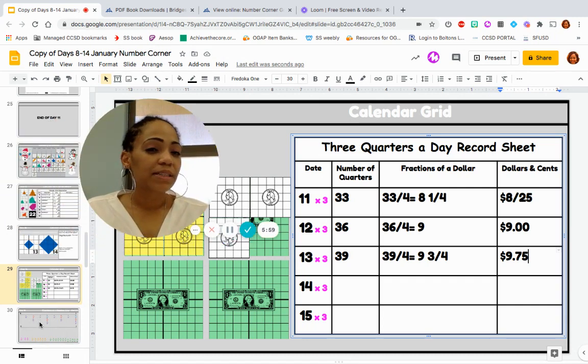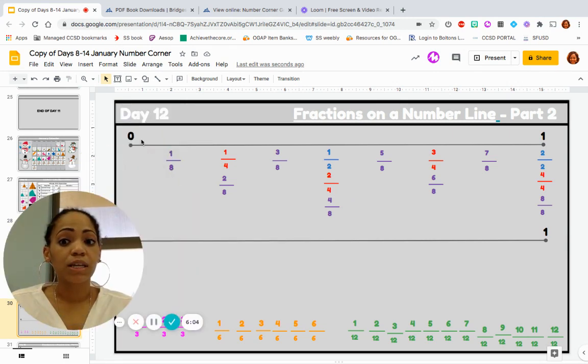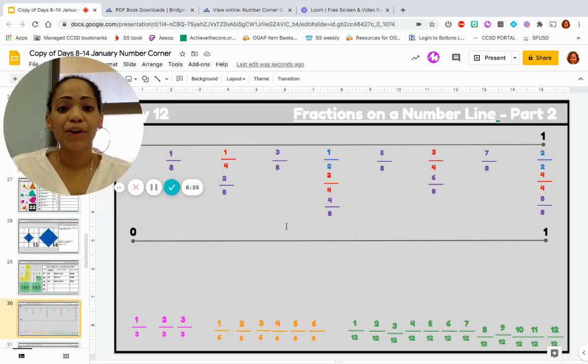Y'all remember when we did a number line that measured about exactly 1 foot long, and there was a ruler underneath the number line, and we put some fractions on here. We put halves, fourths, and eighths. Today we're going to do the same thing, but we're going to use thirds, sixths, and 12ths. Okay, we are going to start with our thirds.